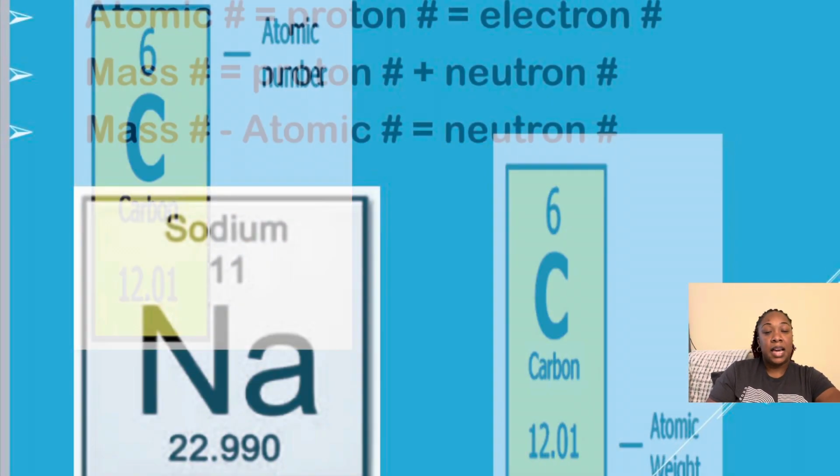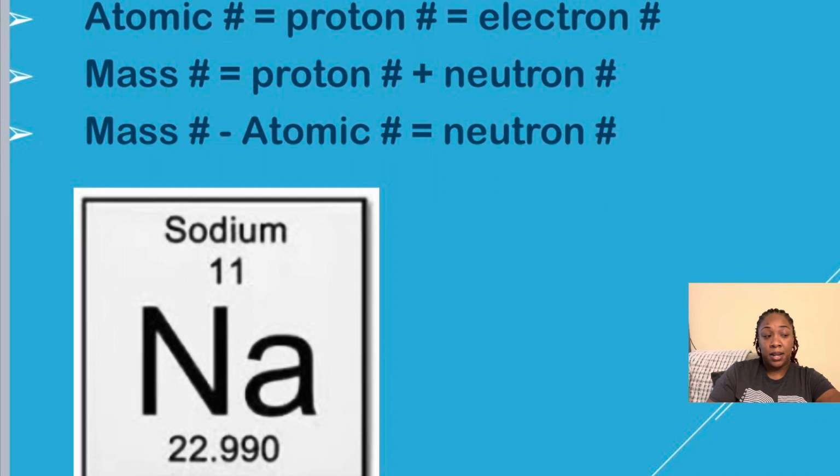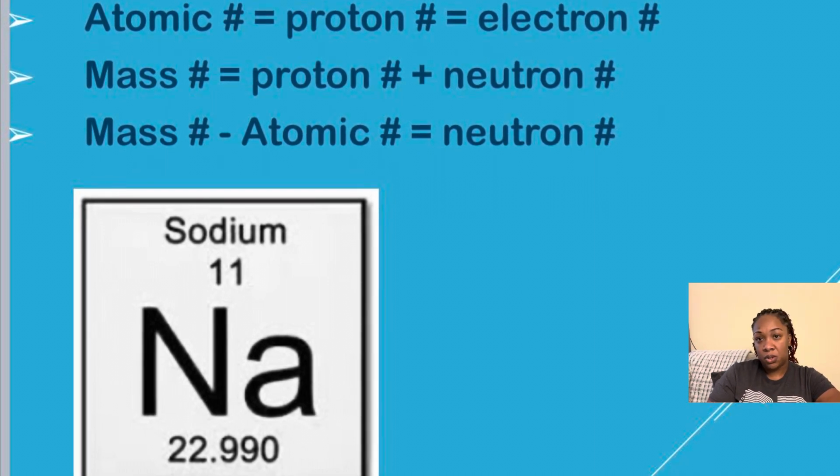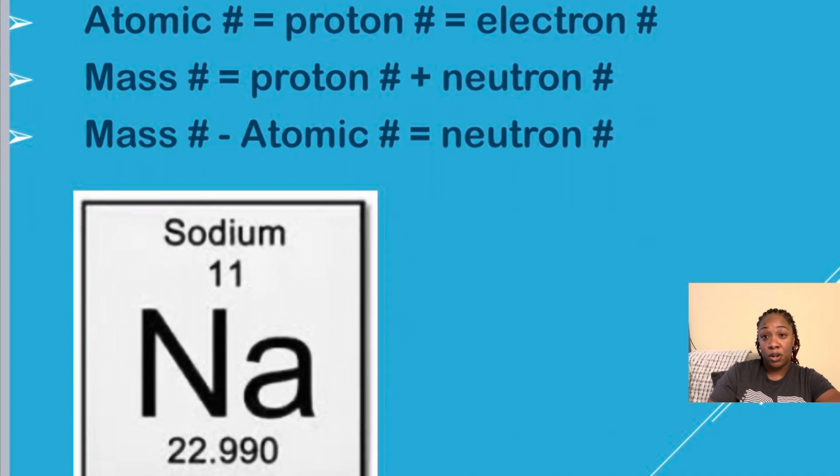Now, the atomic number is going to be equal to the proton number, which is going to be equal to the electron number. The mass number is the proton number plus the neutron number. If you subtract the atomic number from the mass number, then you're going to end up with the neutron number. What does all of that mean?